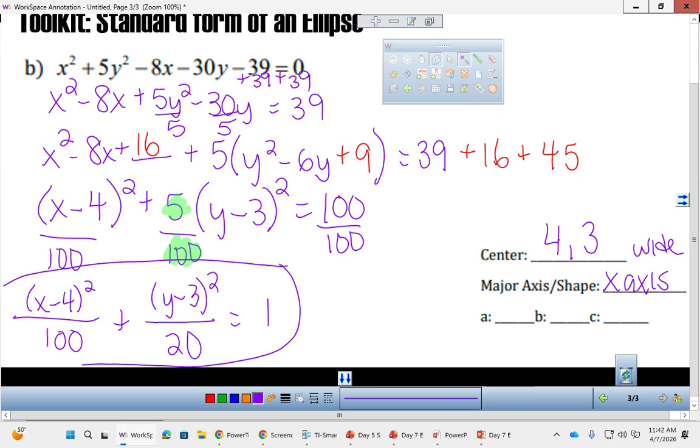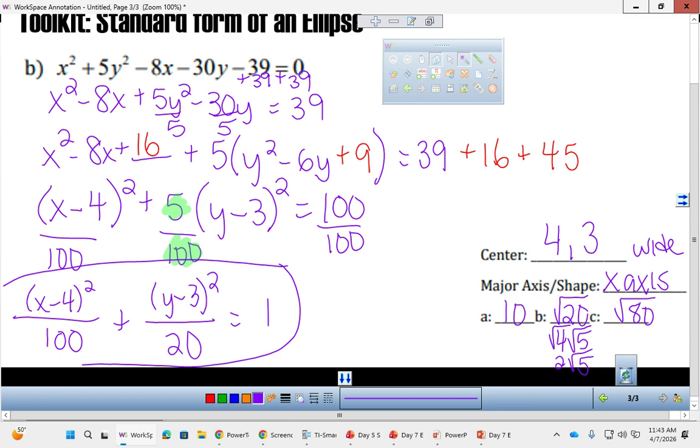A is always the biggest number, so the square root of 100. B is going to be the square root of 20, and we normally would write that as a decimal just to estimate it, but you could also break it down to 2 root 5. And then C is going to be the square root of 80 if you go through and solve it using that formula. And we could break that down too.